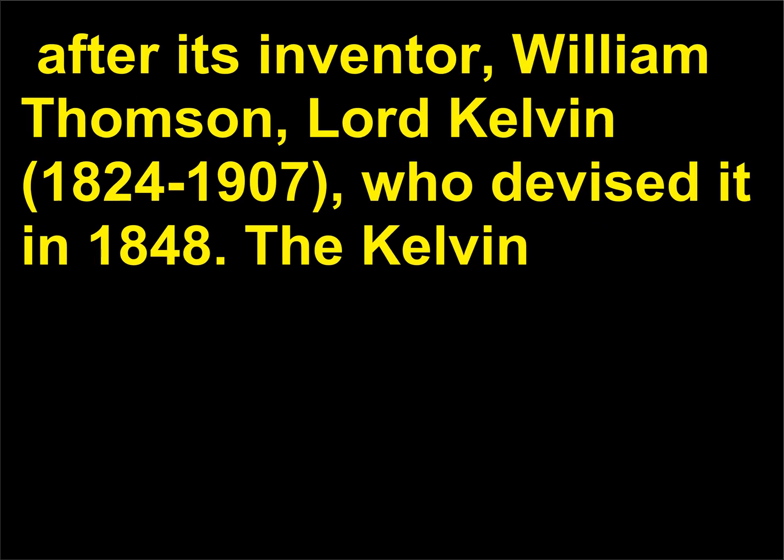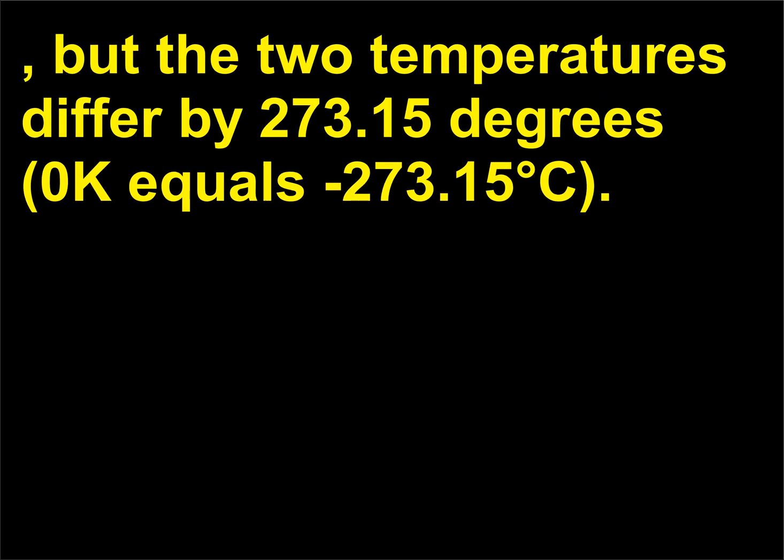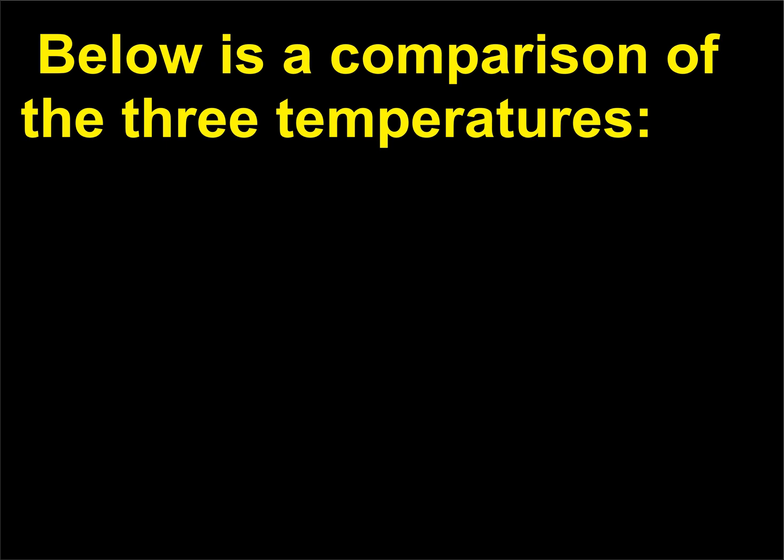It is named after its inventor, William Thomson, Lord Kelvin, 1824 to 1907, who devised it in 1848. The kelvin, K, has the same magnitude as the degree Celsius, the difference between freezing and boiling water is 100 degrees. But the two temperatures differ by 273.15 degrees, 0 K equals minus 273.15 degrees Celsius. Below is a comparison of the three temperatures.